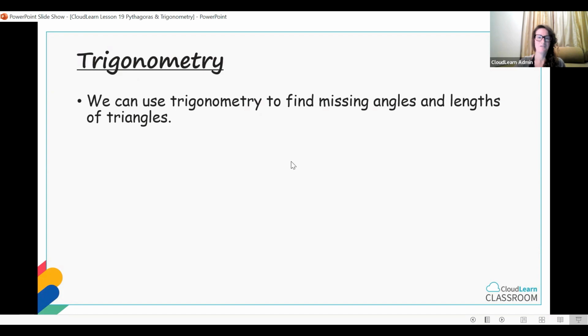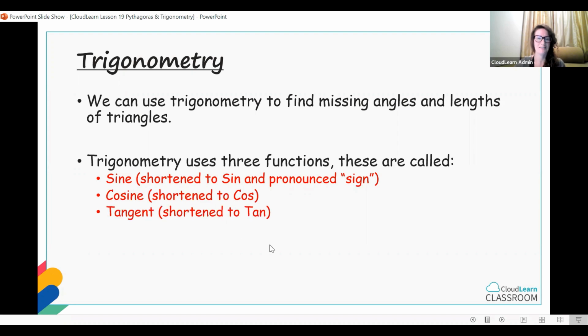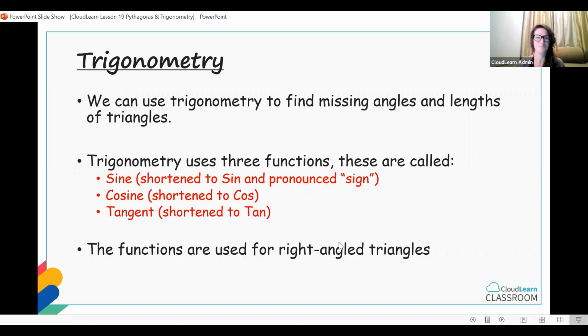So if you see an angle in your problem, you're thinking, okay, I'm going to my trigonometry rules now, okay? And trigonometry uses 3 functions, and these are called sine, spelt sine, shortened and pronounced sine, cosine and tangent. I'm sure you've come across them before. They're all used for right-angled triangles. Some of them are used in non-right-angled triangles, but we're only going to look at right-angled triangle problems today, okay?